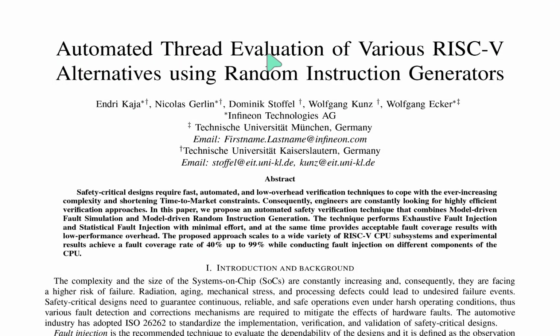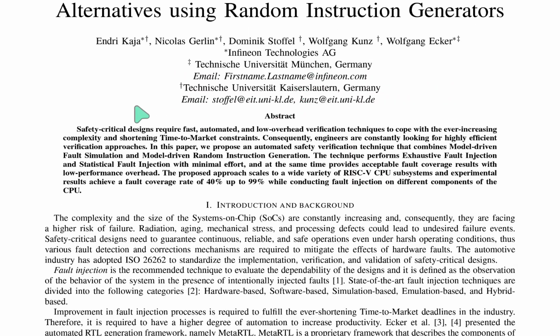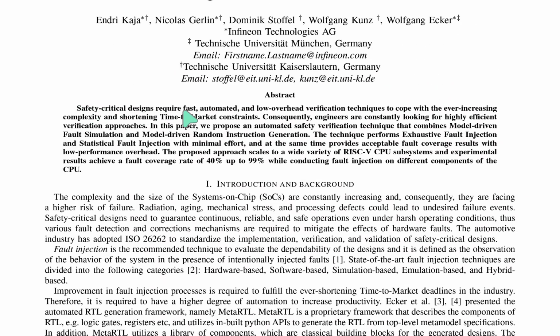The automated threat evaluation of various RISC-V alternatives using random instruction generator. Abstract. Safety-critical designs require fast, automated, and low overhead verification techniques to cope with the ever-increasing complexity and shortening time to market constraint. Consequently, engineers are constantly looking for highly efficient verification approaches.